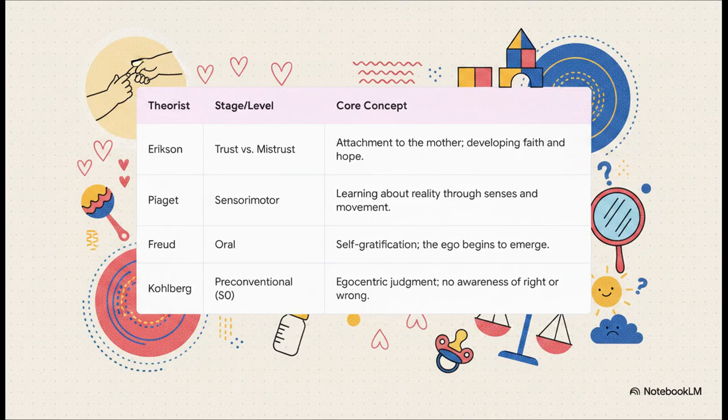That trust is built during Piaget's sensory-motor stage, where reality is only what they can see, hear, and touch. Freud's oral stage shows how this is all centered on basic needs like feeding. And Kohlberg just confirms it. There's no concept of right or wrong yet. It's all about what feels good or bad right now.